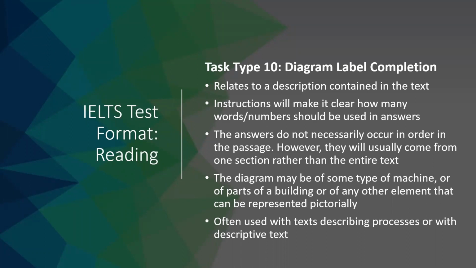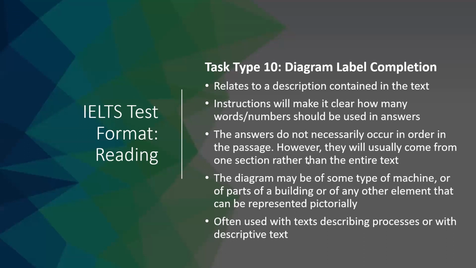Now, diagram label completion, we noted that similar questions were in listening as well, right? So we have to label something that relates to a description contained in the text. Instructions will make it clear how many words or numbers should be used. The answers do not necessarily occur in order in the passage.